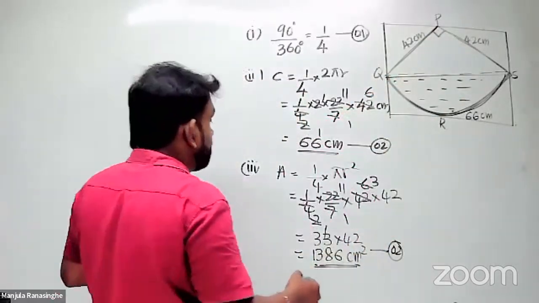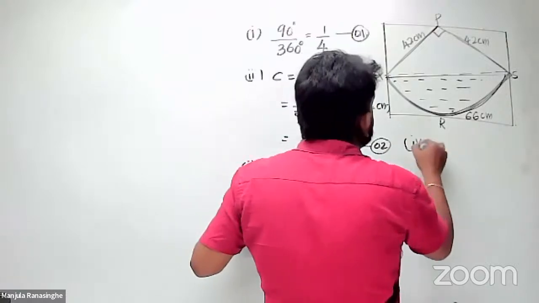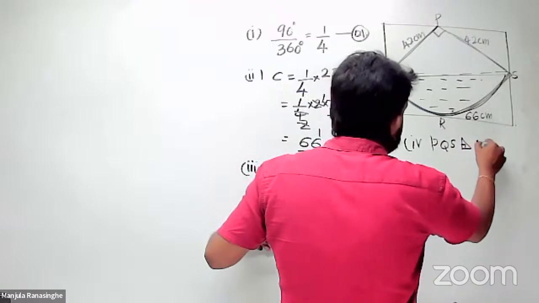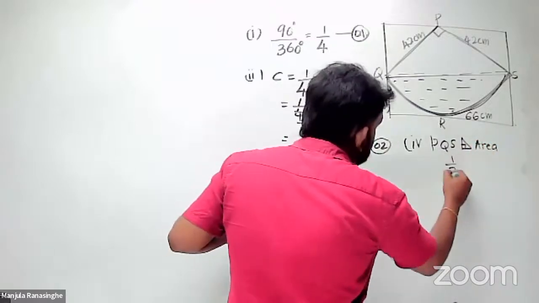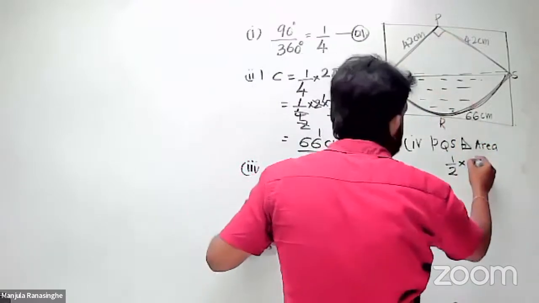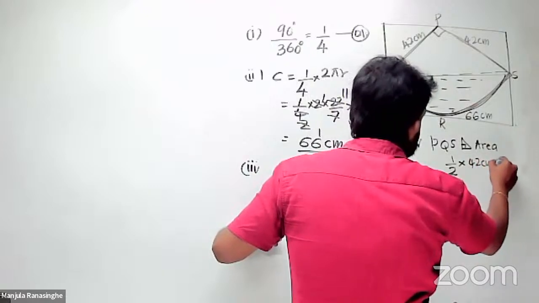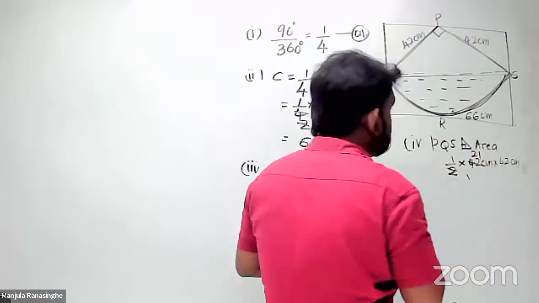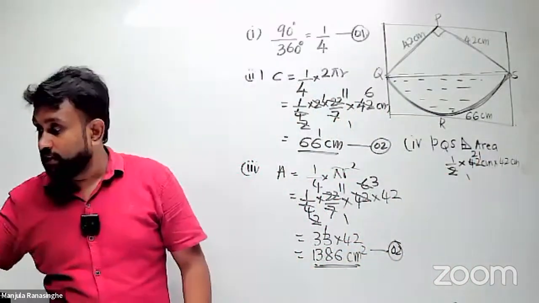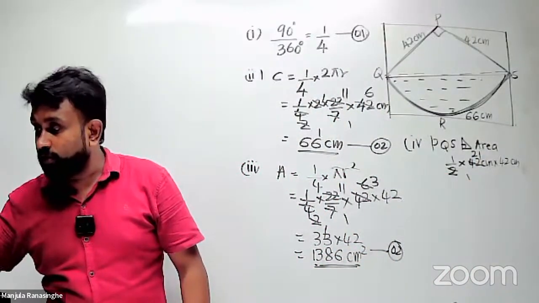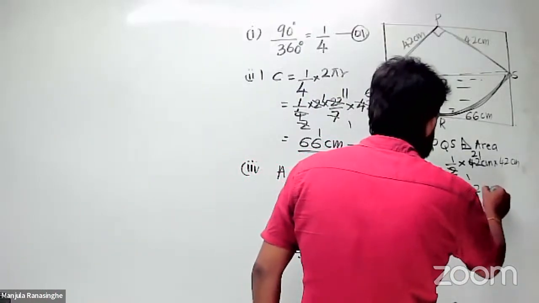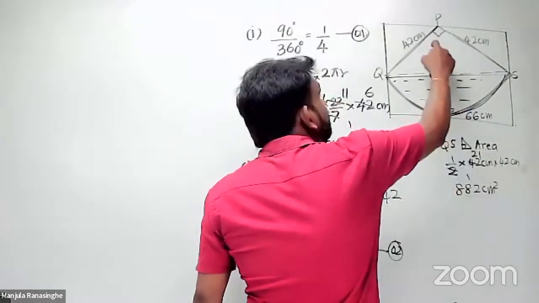So you write now here, fourth part, PQS angle area. How to find? Half into base into height. Base as 42 centimeter, height also 42 centimeter. Half of 42 is 21, so 21 multiplied by 42 gives you 882 square centimeter. Okay, the area of this.